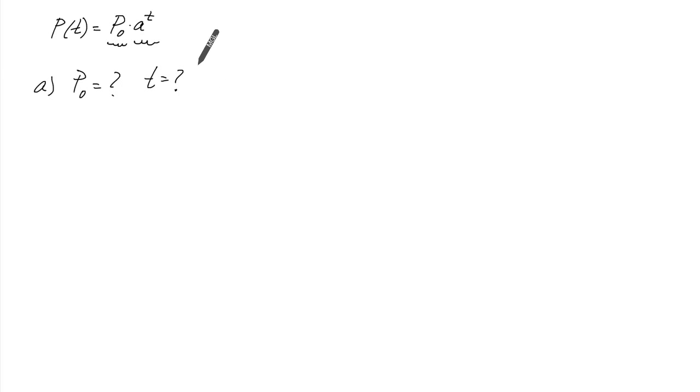To solve for those, obviously, we have two unknowns, so we need to set up two algebraic equations. We are given two knowns. First, we're told that the pond has a population of algae of 2,000 at time 0. So P of 0 would simply be P0 times a to the power of 0, and anything raised to the power of 0 is simply 1. So P0 is equal to 2,000.